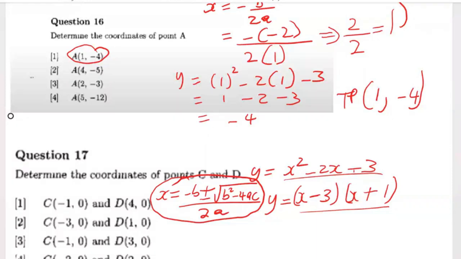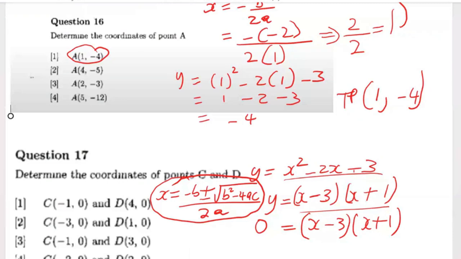The intercept method says that for your x-intercept, you let your y be equal to 0. So I'm going to let my y be equal to 0. So I'm going to have x minus 3 into x plus 1.